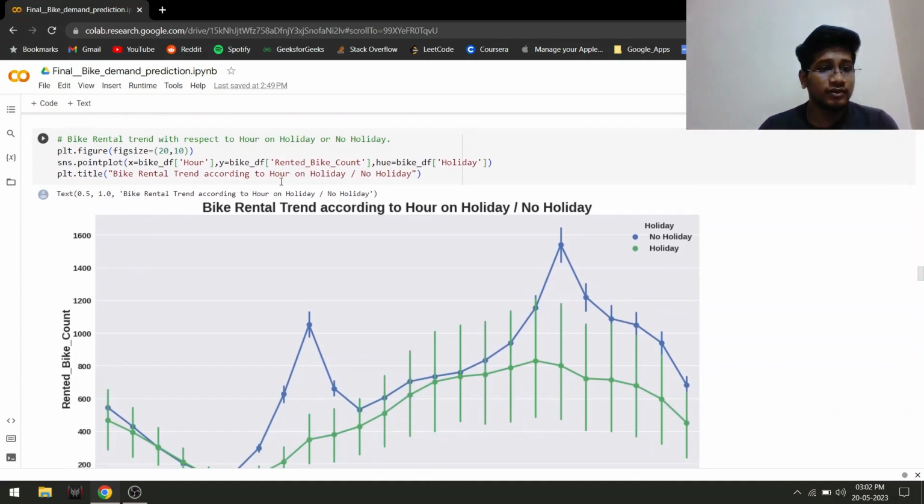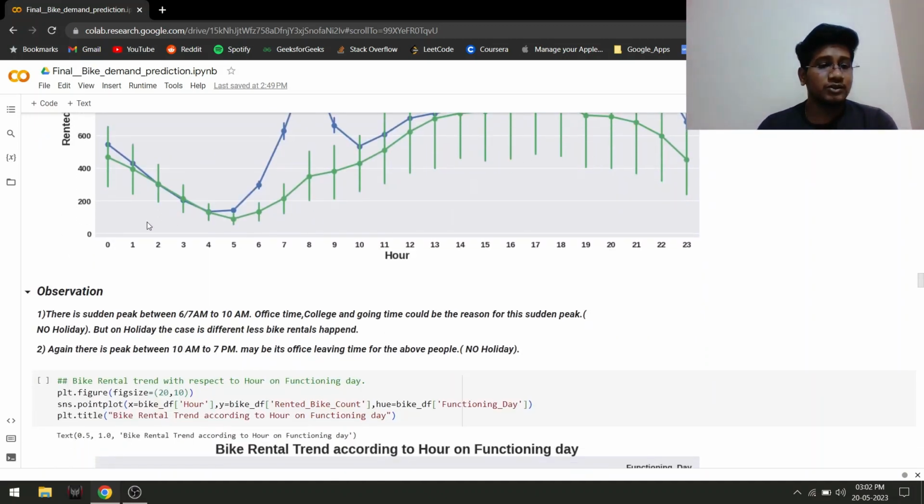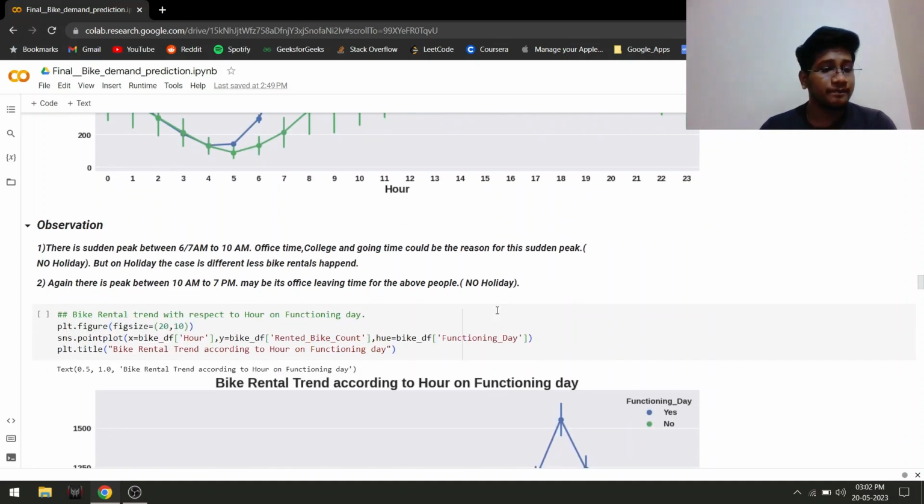First, we will check bike rental trends with respect to hour on holiday or no holiday. Here, observation: there is a sudden peak between 6 or 7 a.m. to 10 a.m. That is office time, college and going time, which would be the reason for the sudden peak. Again, there is a peak between 10 a.m. to 7 p.m. Maybe it is office leaving time for the above people.